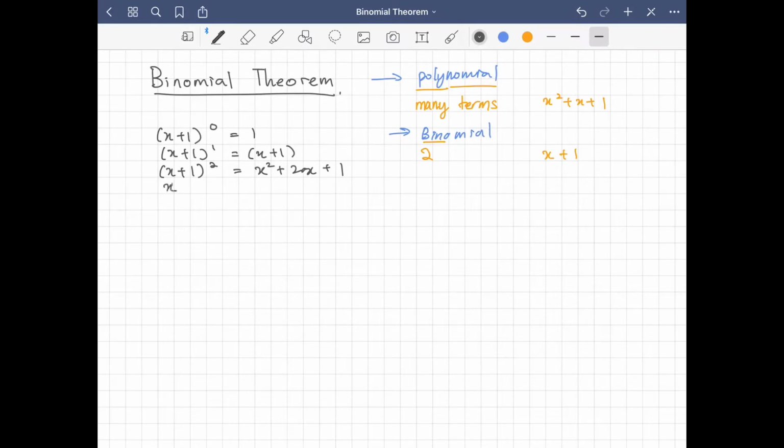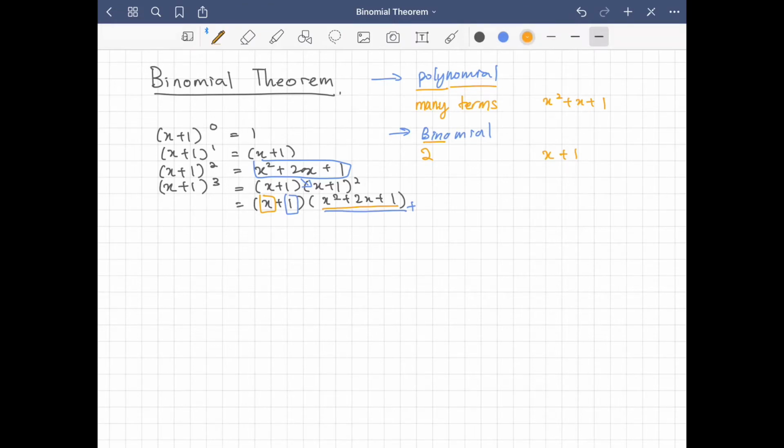How about to the power of 3? It's getting more complicated and longer. x plus 1 to the power of 3 is equal to x plus 1 multiplied by x plus 1 squared. And we just copy down the terms we just calculated, x squared plus 2x plus 1. It's the same as here, and we copy it down. So we use the x term to multiply the whole line, and the 1 term to multiply the whole line.